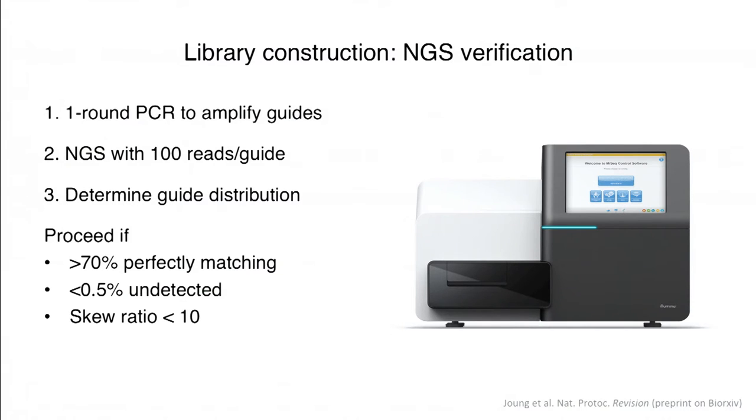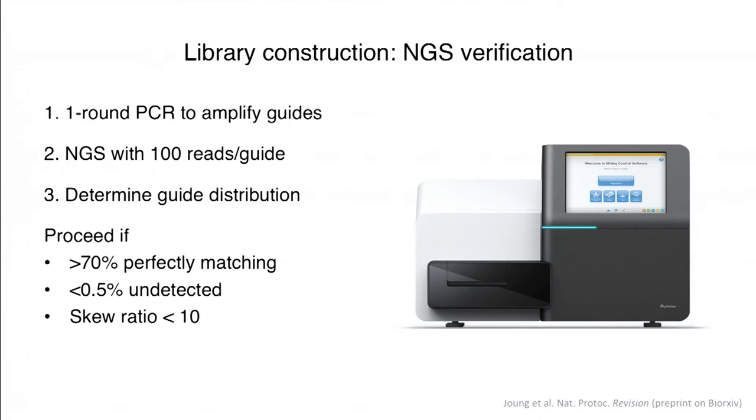And generally, we recommend that you proceed if over 70% of the library has perfectly matching guides, meaning the target sequence is exactly matching one of the target sequences in your library, and less than 0.5% are undetected, and the skew ratio of your library is less than 10. This refers to the top 10% versus the bottom 10% of the guides, and how the counts vary between them.